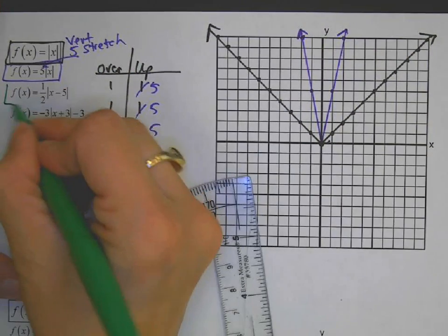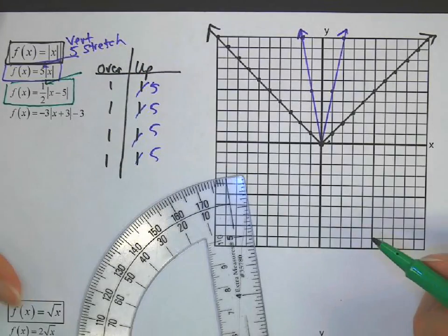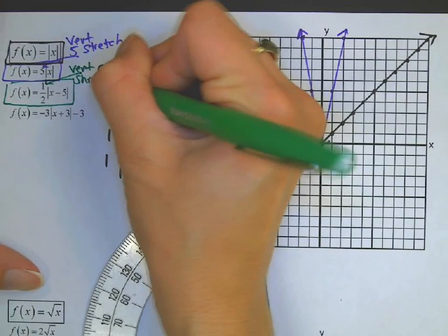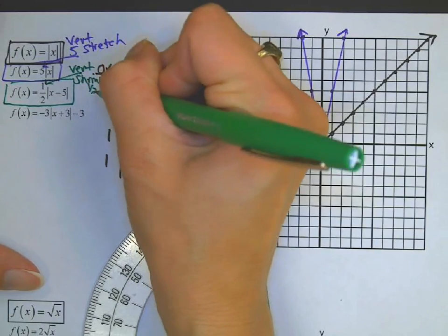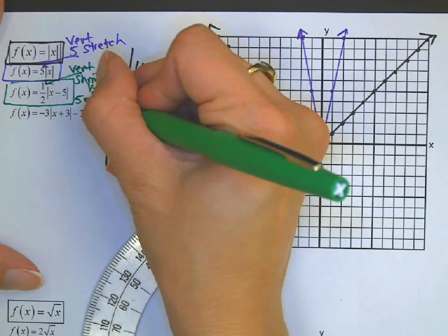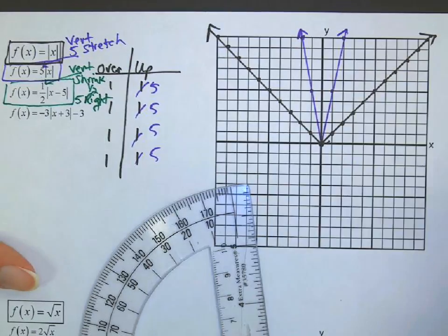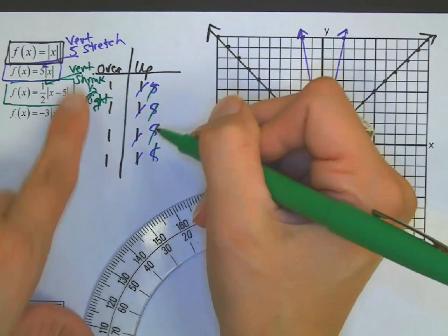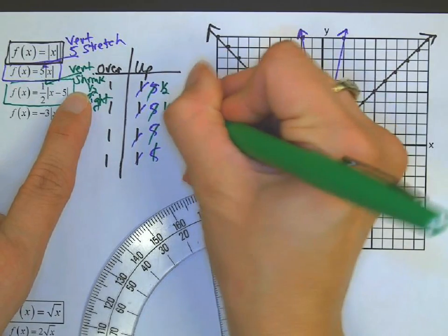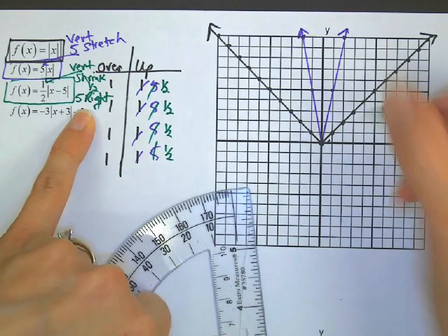Okay. Next graph. I see a 1/2 out in front. That means vertical shrink by 1/2. And that 5 wants us to go which way? 5 to the right. Oh, that's weird. I know, you see a minus, but he goes to the right. Okay, so vertical shrink by 1/2. Your up numbers, multiply them all by 1/2. 1/2, 1/2, 1/2. Let's go 5 to the right.